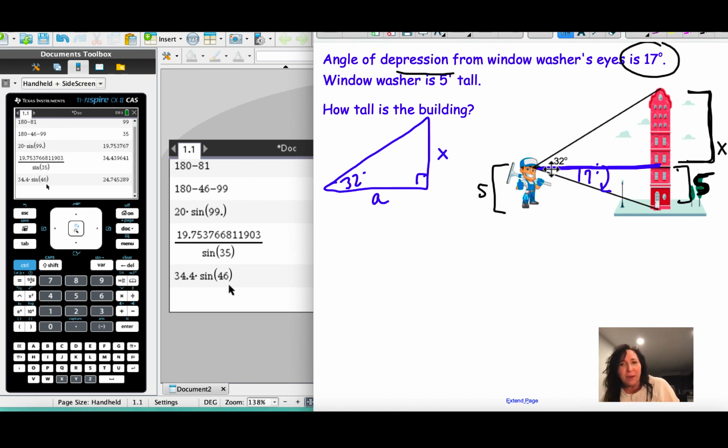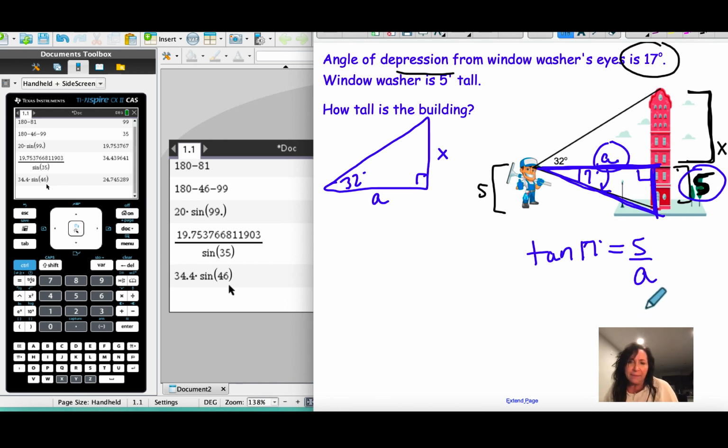But in the meantime, I'm going to use this bottom triangle here, okay, to find out what this value A is. So I've got the opposite side, which is 5. I've got the adjacent side, which is A. So opposite and adjacent is tangent. So I'm going to say tangent of 17 degrees is equal to the opposite side over little a. I'm going to cross multiply, meaning I'm going to say a times tangent of 17 degrees is equal to 5.